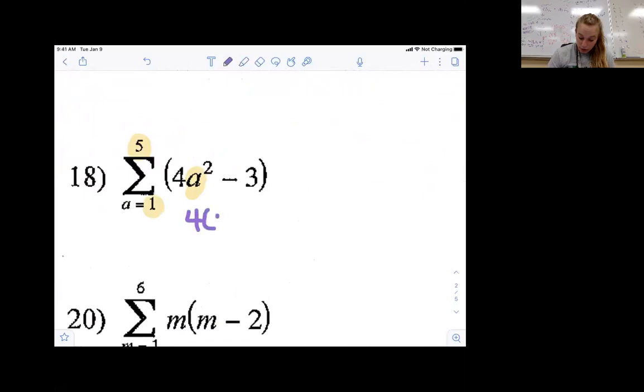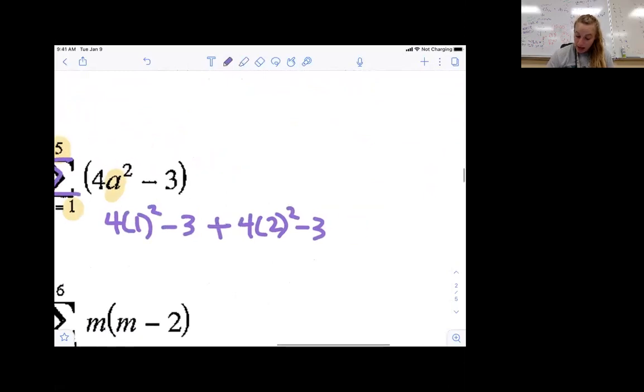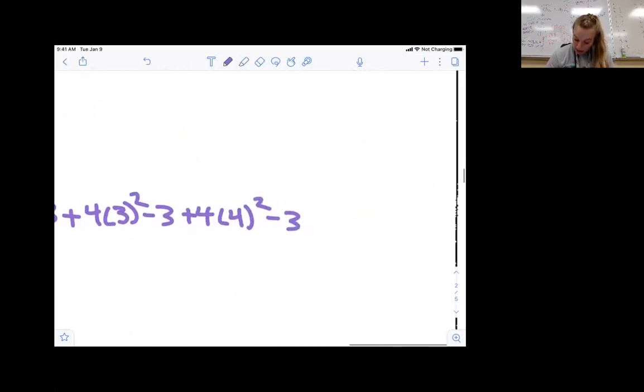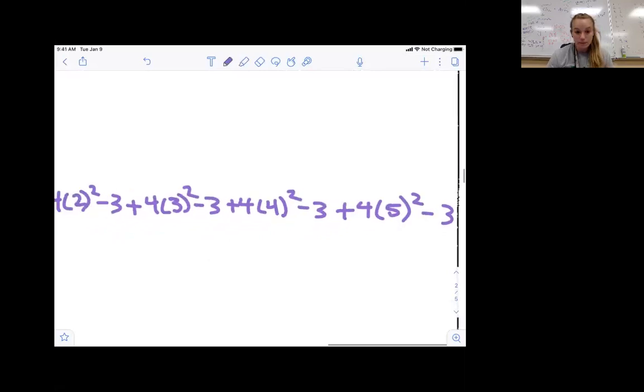So you're essentially doing 4 times 1 squared minus 3. It's summation. This is a big sigma, which means sum, so it's plus. And then 4 times 2 squared minus 3, and then plus 4 times 3 squared minus 3, and then plus 4 times 4 squared minus 3. And I've got to do it one more time because I have to go all the way up to 5: 4 times 5 squared minus 3.